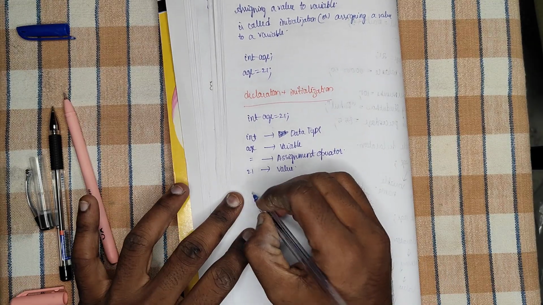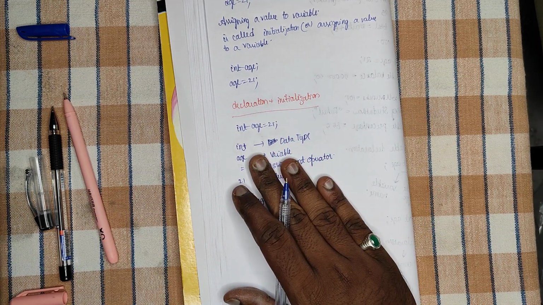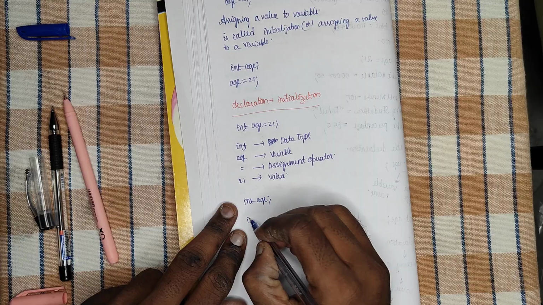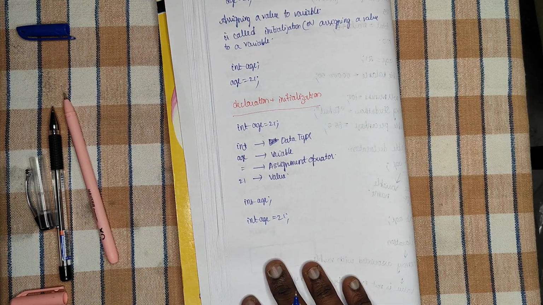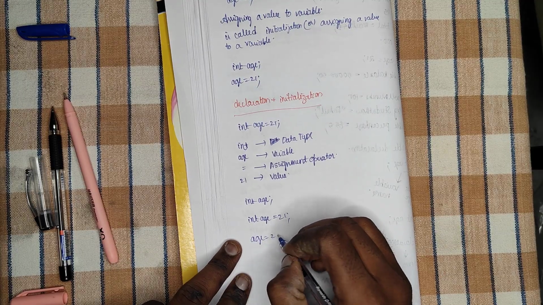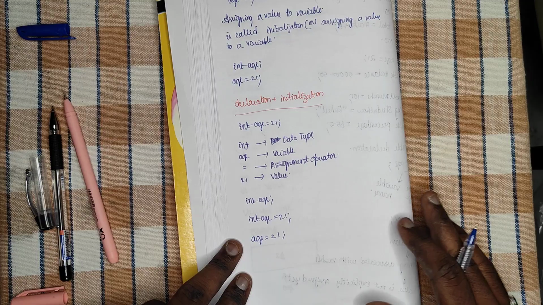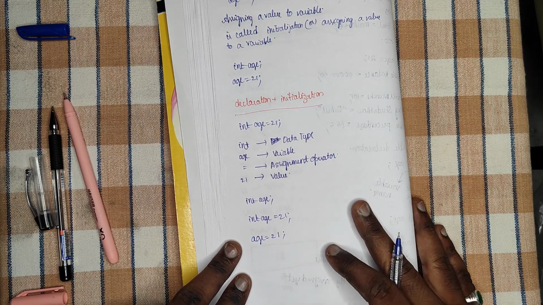So declaration, int age, we declare the variable. Initialization, int age is equal to 21, we give the variable its initial value. Assignment, age is equal to 21, we assign a value to an already declared variable.